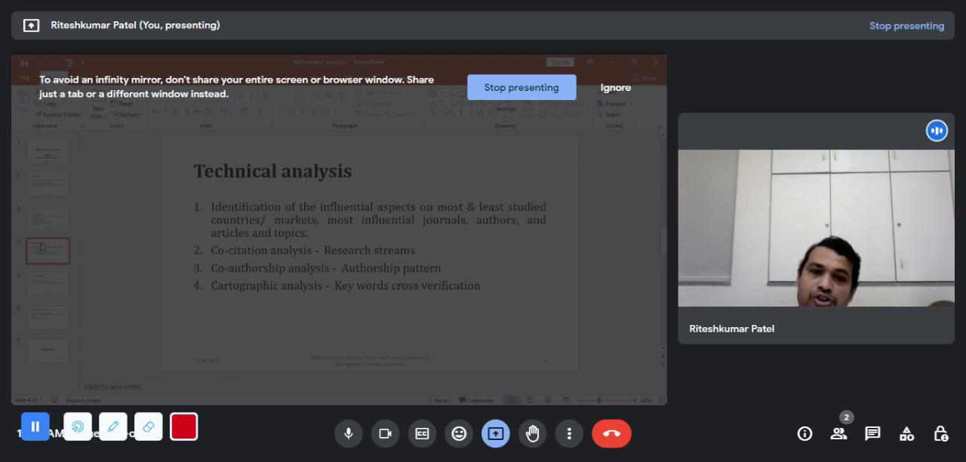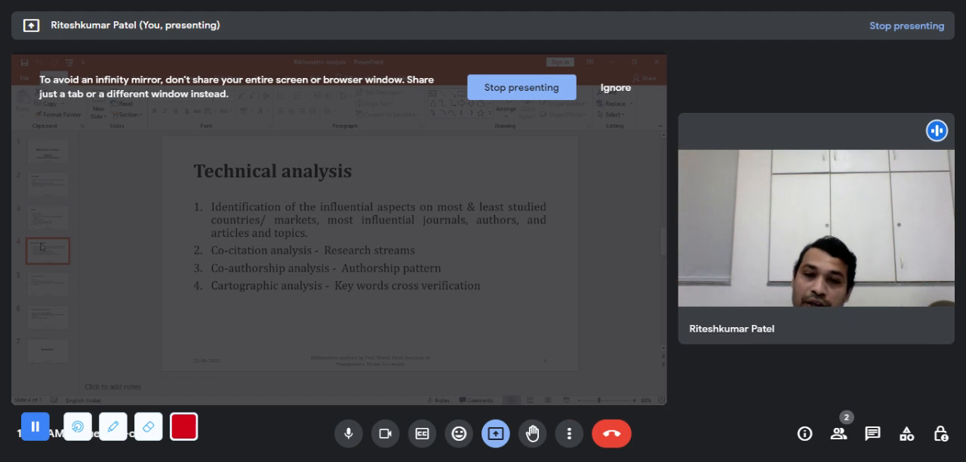When we perform it, it shows the research stream. It shows how the research stream is done and in what way the stream is explored. Then the next is co-authorship analysis, which is going to show me the authorship pattern. Under that, it will show me how particular authors are working over there, what their pattern is, and how they are going to work upon that.